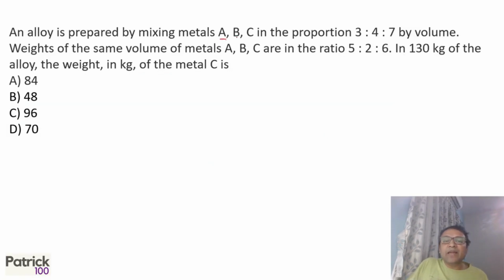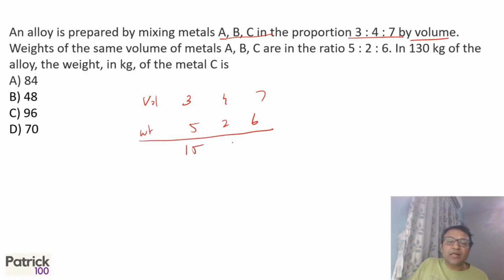Alloy is prepared by mixing A, B, C in a proportion 3:4:7 by volume. So volume is 3:4:7 and weights for the same volume is 5:2:6. So that means weight into volume will give you the total weight of each, which is 15, 8 and 42. Weight per volume into volume will give you total weight.